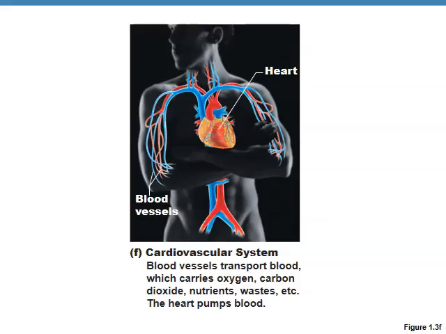The next system is called the cardiovascular system. The cardiovascular system includes the heart and the blood vessels, which transport blood. So remember, go back to the cellular respiration. What do we want to take in? We want to take in oxygen. What do we want to get rid of? We want to get rid of carbon dioxide.